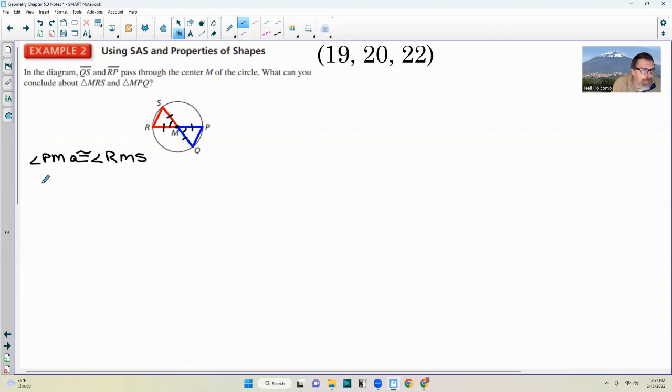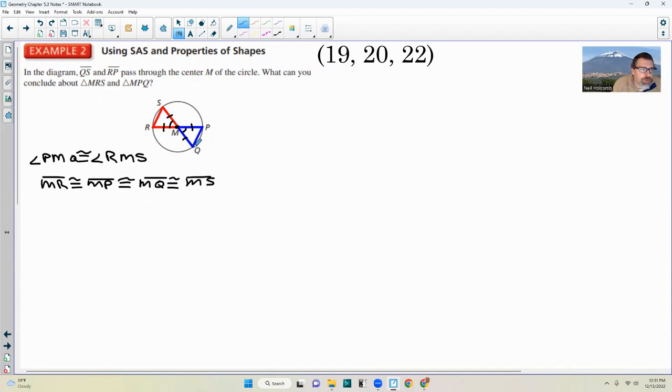They're all congruent. So I can say segment MR is congruent to MP, is congruent to QM, is congruent to, actually, I don't want to go that direction. I want to go MQ, start in the center. So let's say MQ, and that's congruent to MS. Okay, so MR is congruent to MP, is congruent to MQ, is congruent to MS.